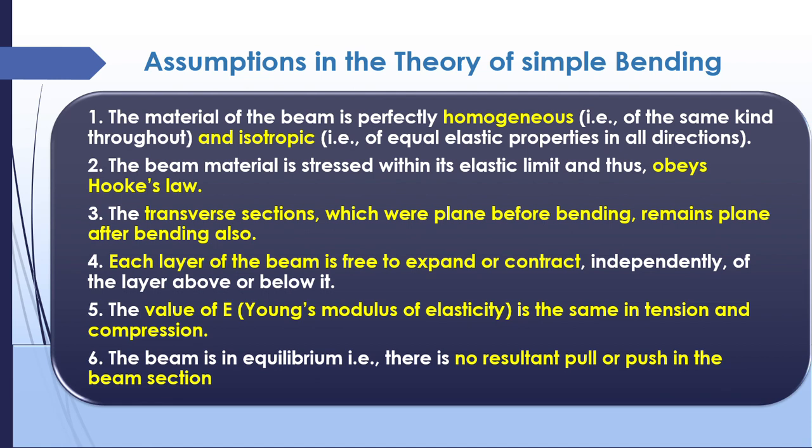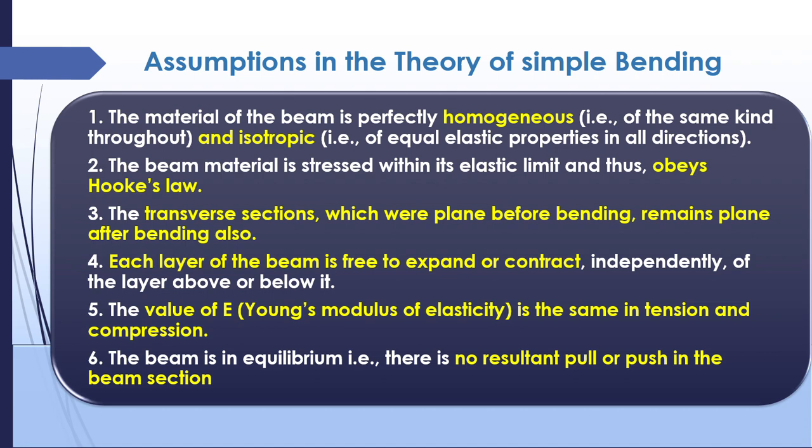Before moving on to the theory, we have certain assumptions. There are mainly six assumptions to be considered before moving on to the theory. The first one is that the material of the beam should be homogeneous and isotropic. Homogeneous means the beam should be made up of the same kind of material having the same properties, and isotropic means equal elastic properties in all directions of the beam. So the material should be homogeneous and isotropic.